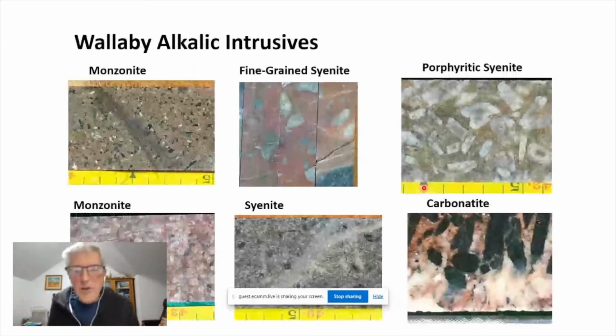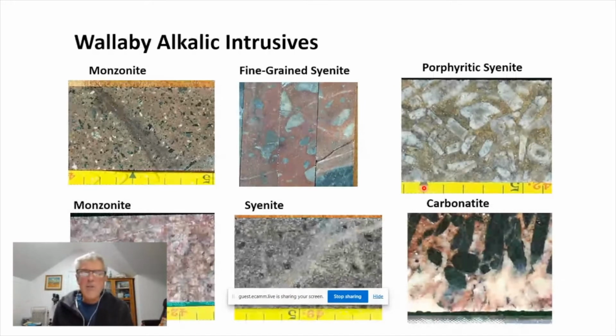So just to begin with, I'm going to look at that previous topic I spoke about: the alteration systems around the intrusions and how they are a likely precursor to the orogenic gold systems. The absolute clearest example of this is Wallaby. So these are photos of some of the types of intrusions at Wallaby.